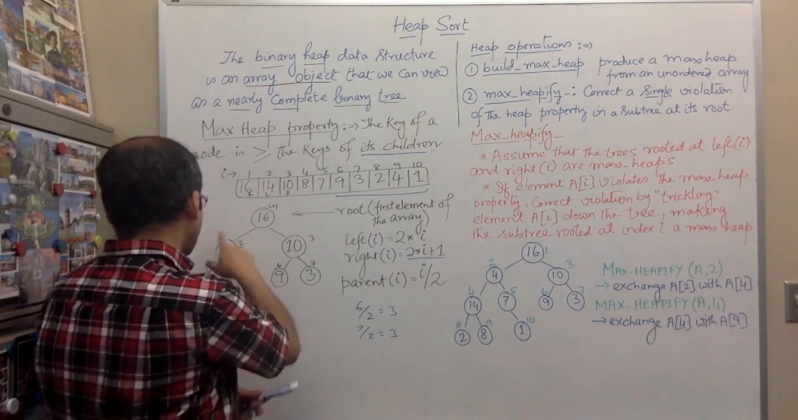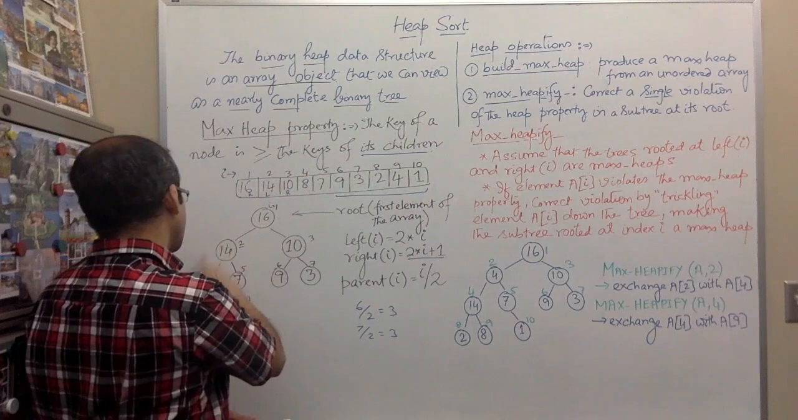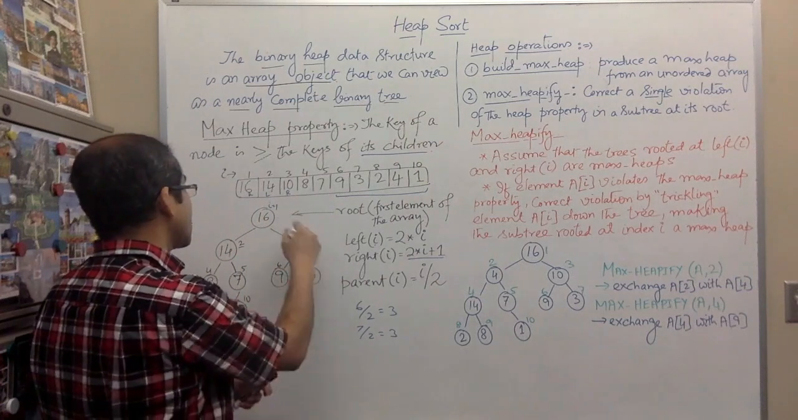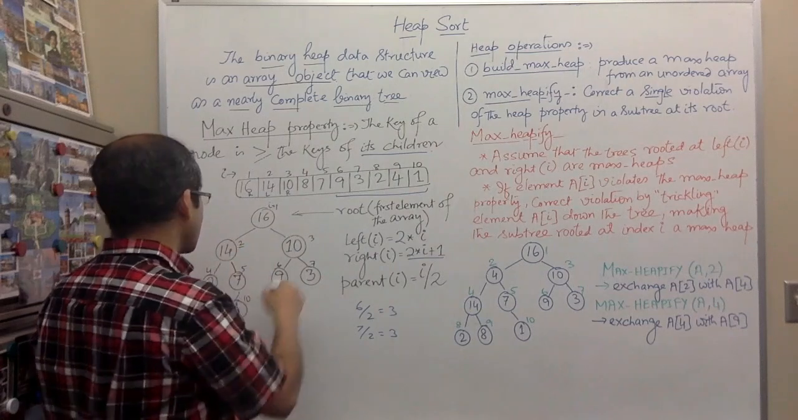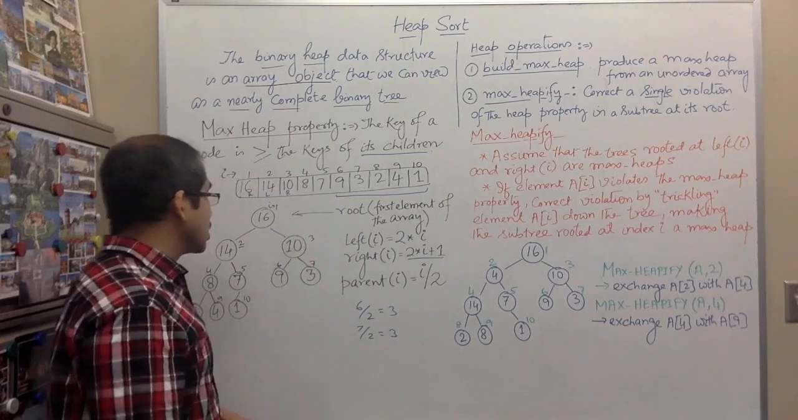Now this is the left subtree of the heap, and this is the right subtree. The left subtree is this one, rooted at 14. The right subtree of the heap is rooted at 10.